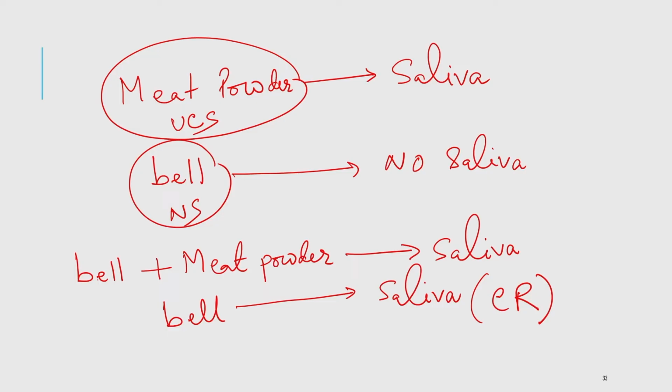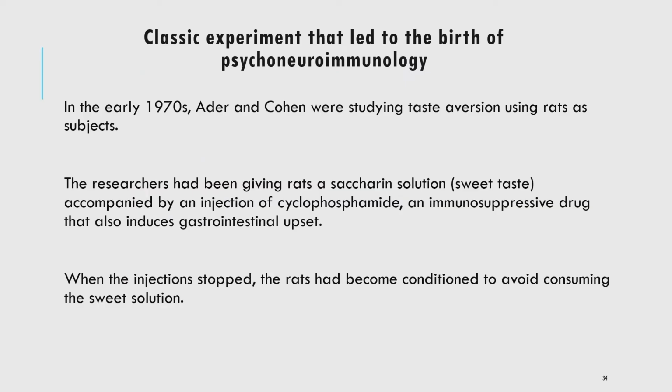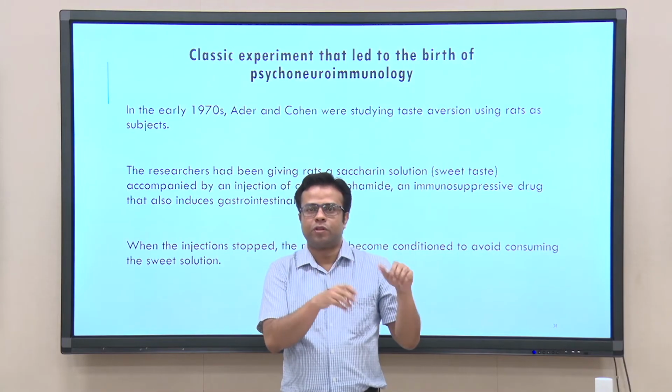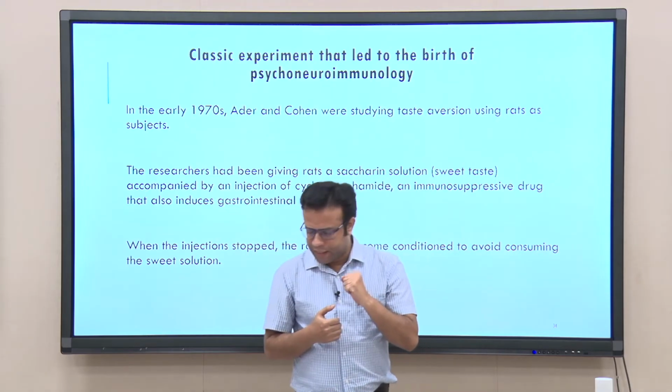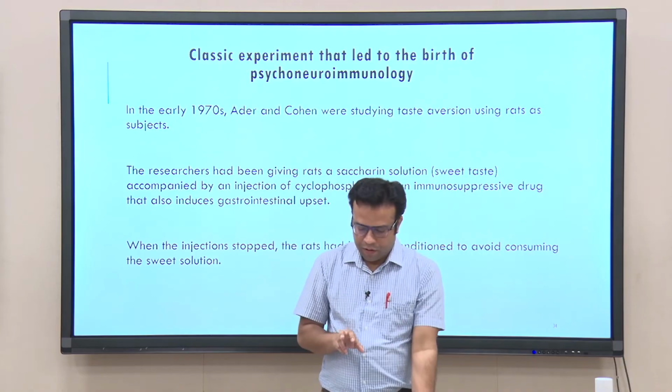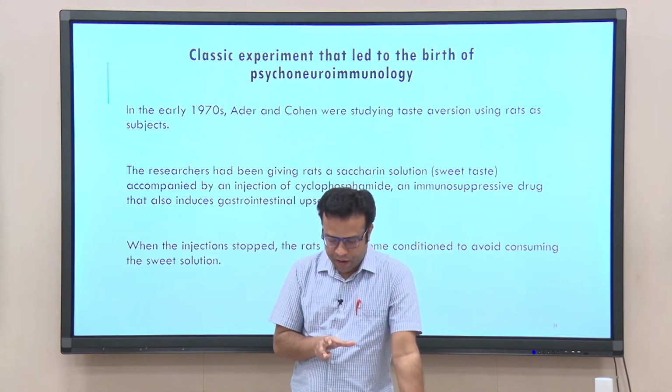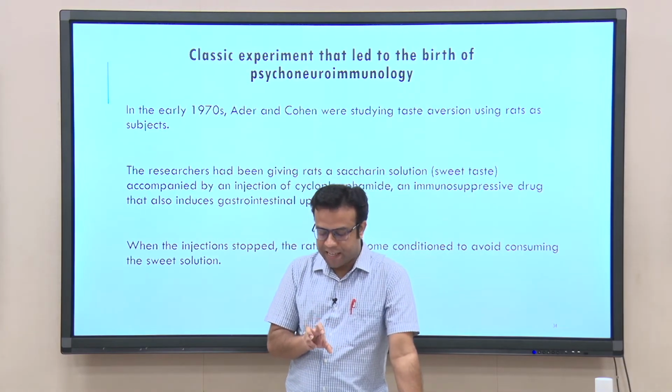So, it is possible that many fear responses in human lives could be classically conditioned. They were doing a similar kind of experiment using rats, trying to see the taste aversion among the rats. This experiment was not really directly connected to the immune system or anything. So, what they did was, a researcher gave rats a saccharin solution.